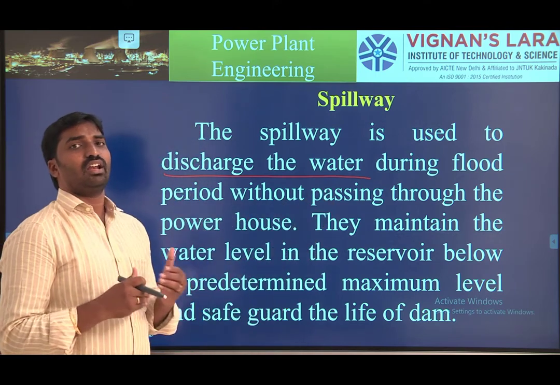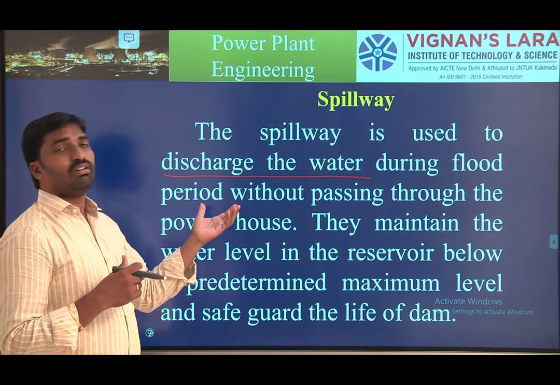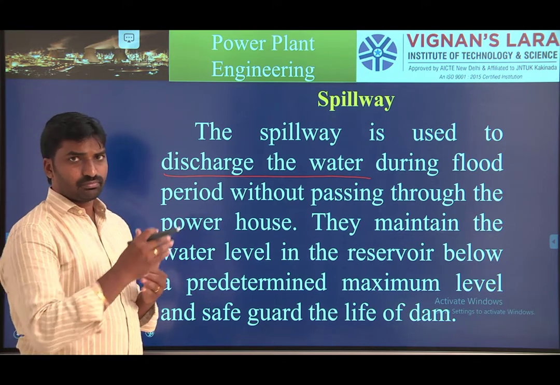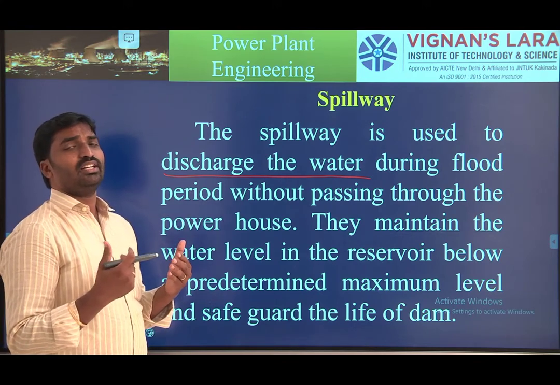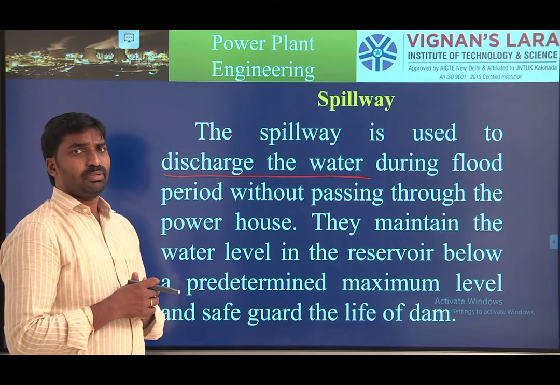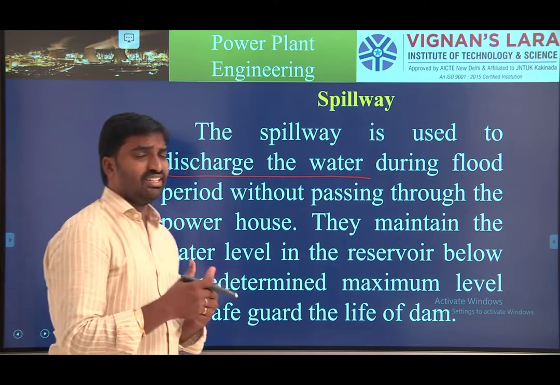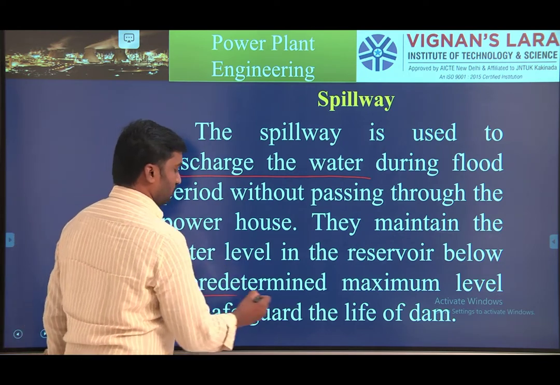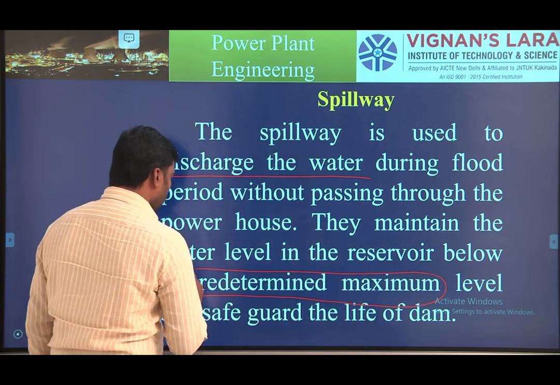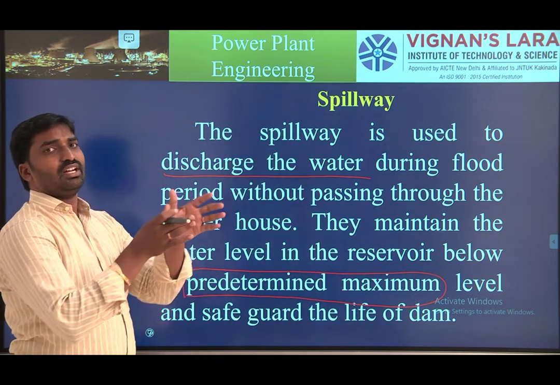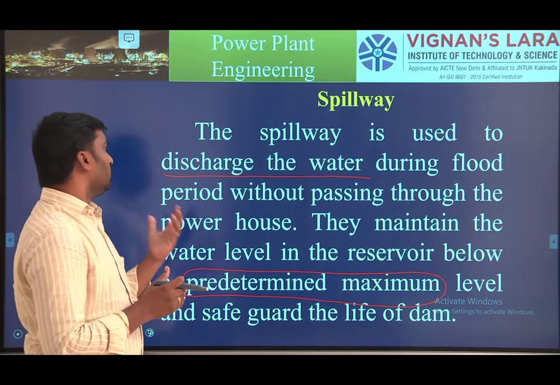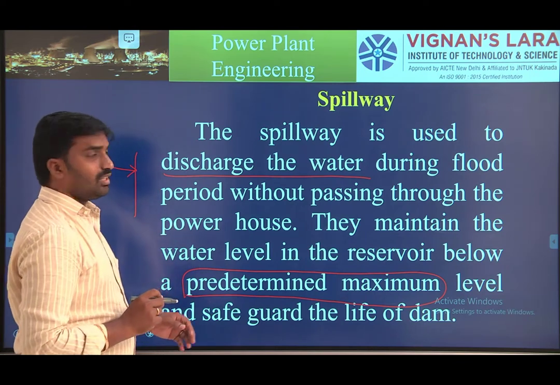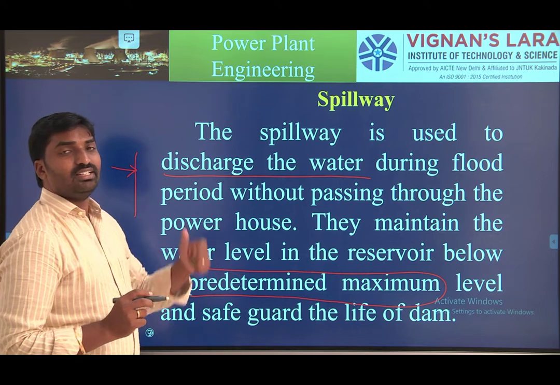When floods occur, we observe a high amount of water in the reservoir, so we need to remove that water from the reservoir or dam point. At that time we use spillways. Different types of spillways are available. They maintain the water level in the reservoir below the predetermined maximum value. While constructing a dam, we fix the maximum water storage capacity, because beyond that capacity there is more pressure on the dam. That's why we maintain a predetermined value.